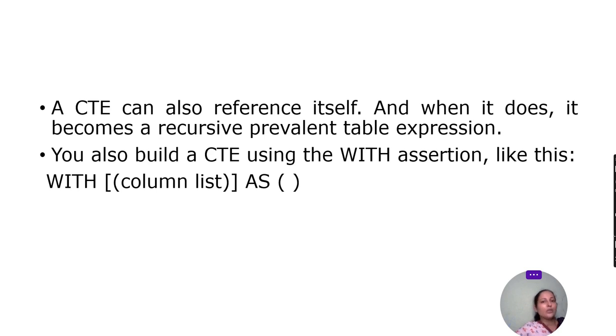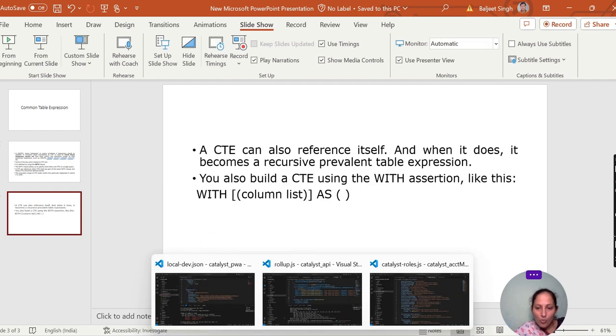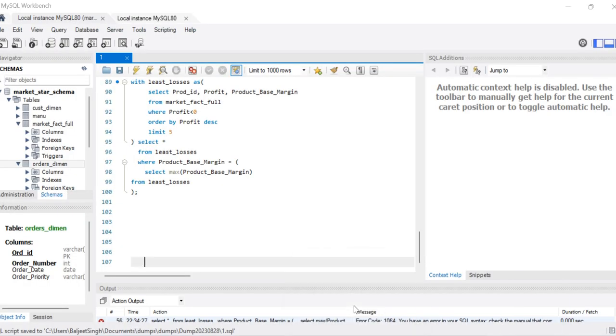A CTE can also reference itself, and when it does, it becomes a recursive common table expression, like WITH column list AS. So this is a recursive common table expression, if you are using this type of expression in your CTE.